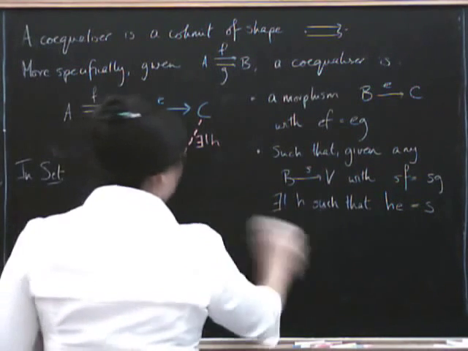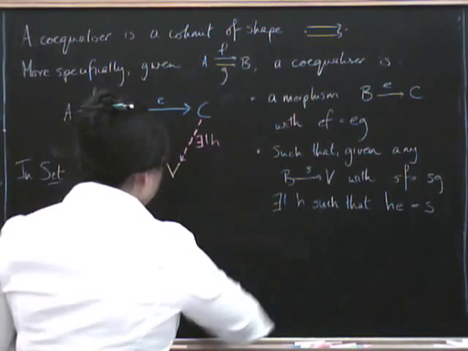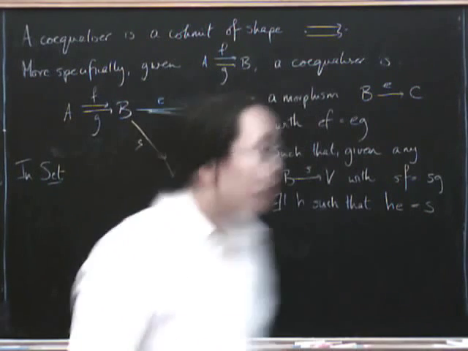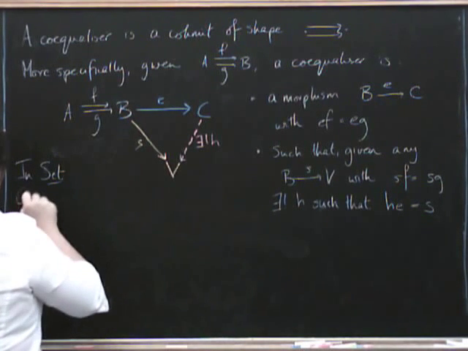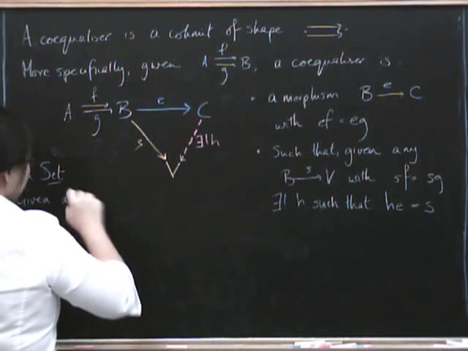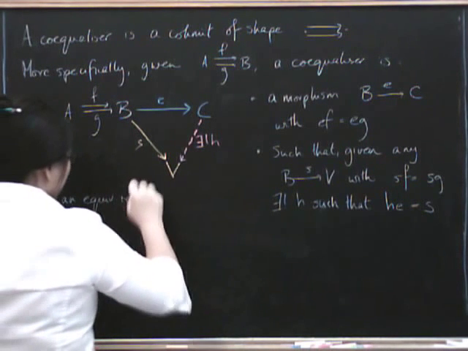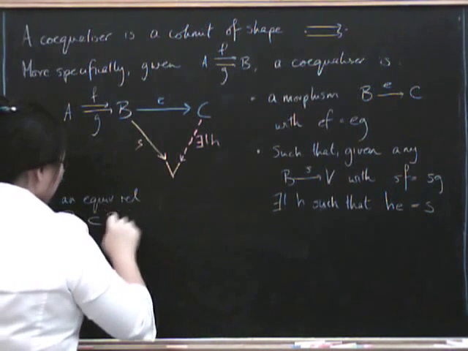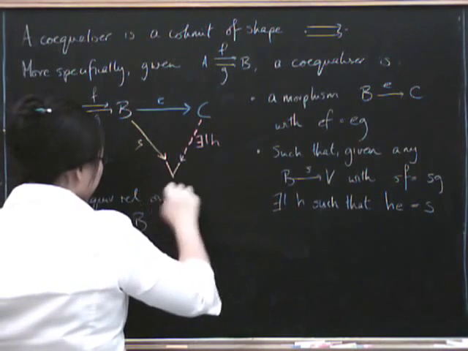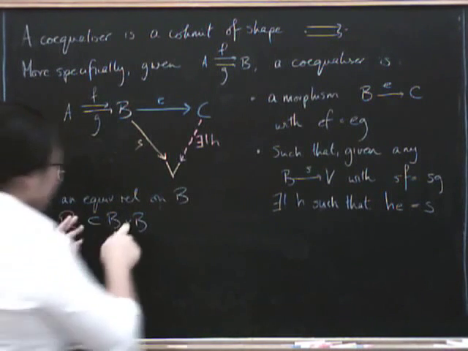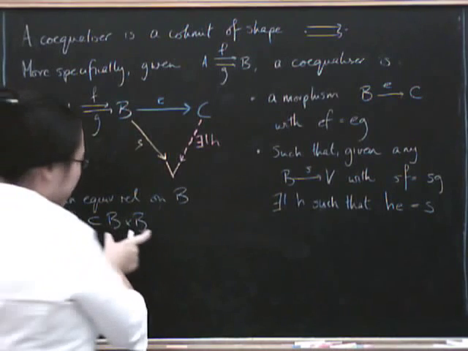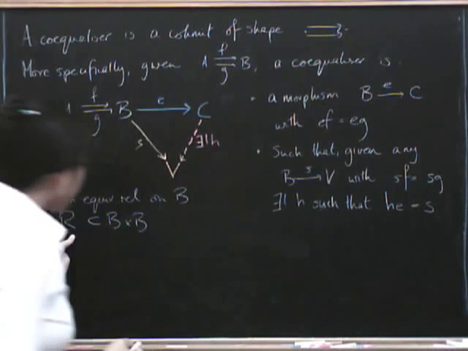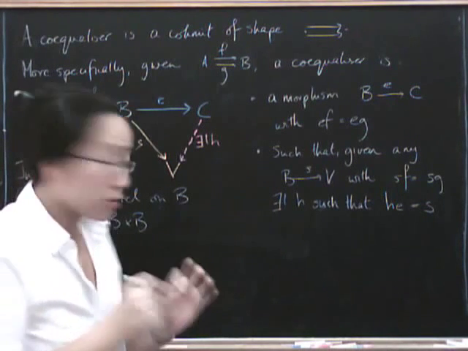So what's an equivalence relation? An equivalence relation on the set B is a bunch of pairs of elements in B, telling us when they're equivalent. So given an equivalence relation, which is going to be expressed as a subset R of B cross B. So this is an equivalence relation on B. Now B cross B is all the pairs of elements of B. They might not necessarily be pairs of equivalent elements. So R is the subset which consists of just those pairs of elements that are equivalent to one another.